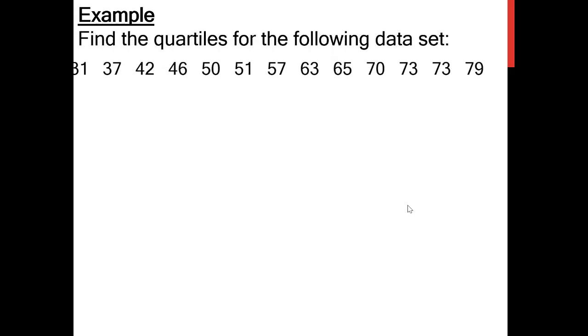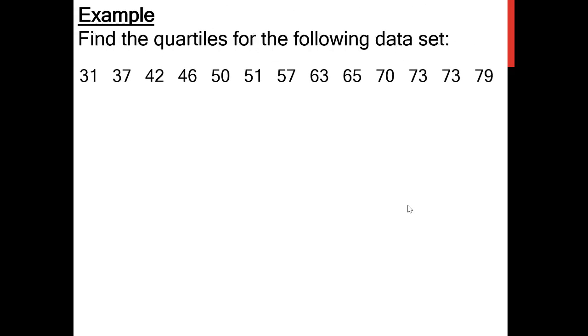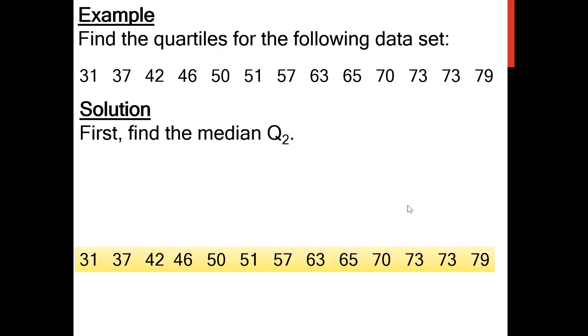Let's look at another example. Find the quartiles for the following data set. So this time we have 31, 37, 42, 46, 50, 51, 57, 63, 65, 70, 73, 73, and 79. So what we have here is 13 data values. Because 13 is an odd number, we'll be able to find one central entry. That central entry is 57, and that's my Q2.